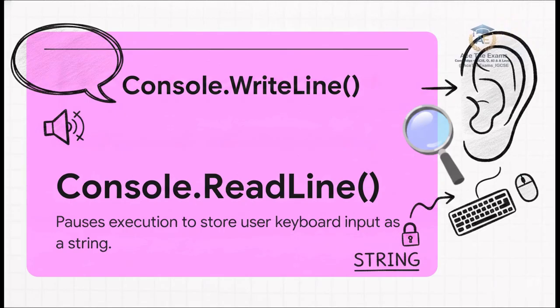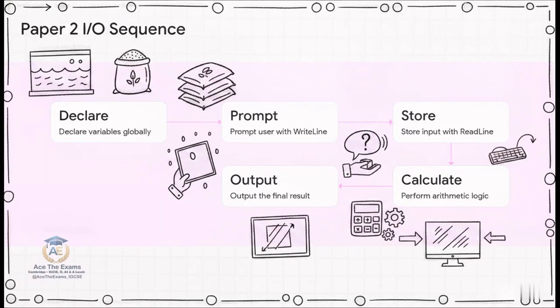First up, Console.WriteLine. Think of this as your program's voice. It's what displays text prompts or variable values directly on the screen for the user. Then you have Console.ReadLine, which is essentially your program's ear. It literally pauses the execution of your code, just sitting there waiting for the user to type something on the keyboard and press return. But remember our trap from earlier. ReadLine always captures that input as a string. Always, no exceptions.